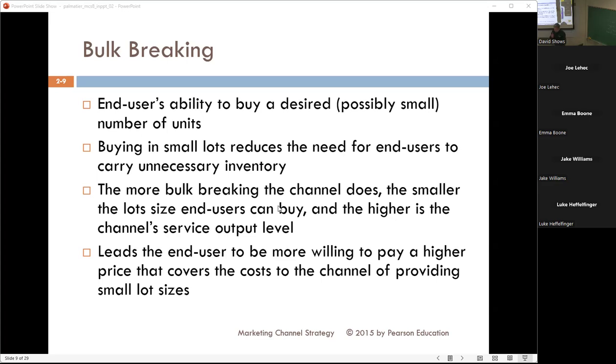The more bulk breaking the channel does, and the smaller the lot sizes, the higher is the channel's output level, and the end user is willing to pay a higher price. So what is the perfect lot size? Well, once again, marketing is context driven, and marketing is always coming up with different answers.